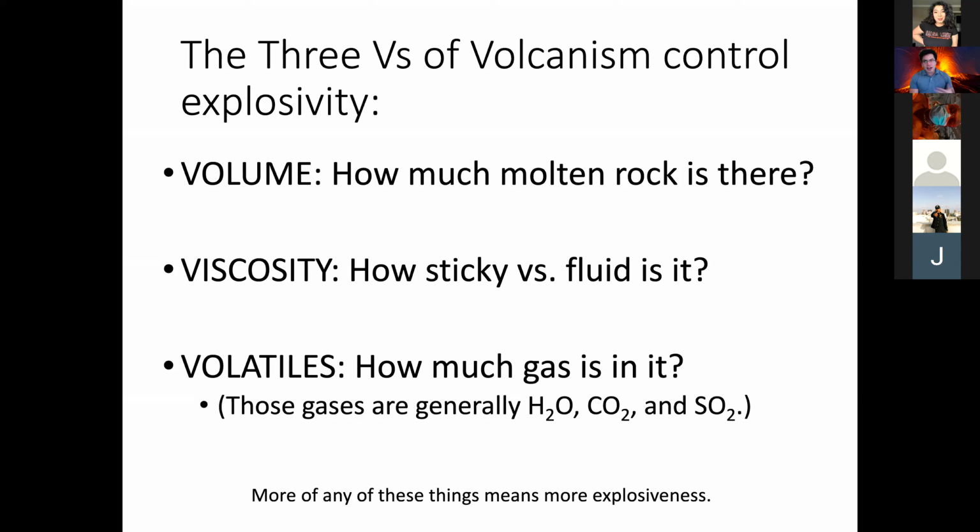So on a scale of a little to a lot of all of these, if you have low volume, low viscosity, low volatile, you can still have a volcano that does that. You still don't want to touch the lava, but it's not going to be a city-destroying kind of volcano. But if you have high volume, high viscosity, high volatiles, you're talking about volcanoes that can cause things to go extinct. Does that make sense?